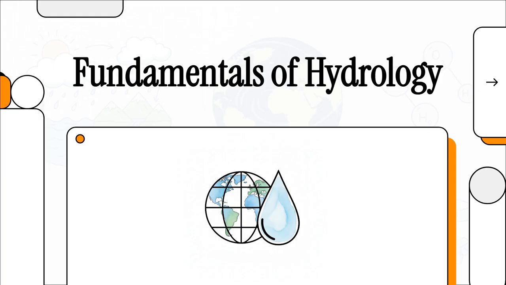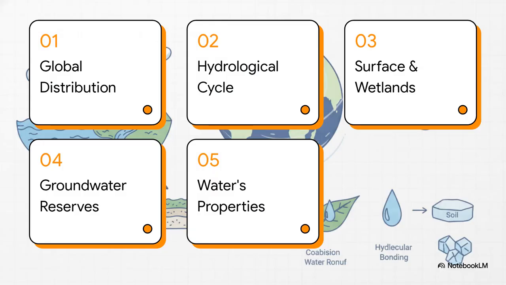We'll start way zoomed out, looking at its massive distribution across the atmosphere, the surface, and underground, and then we're going to zoom all the way in to explore its incredibly unique physical and chemical quirks. Here is our quick roadmap for today's explainer. First, global water distribution. Second, the hydrological cycle. Third, surface water and wetlands. Fourth, hidden reserves, groundwater. And finally, Section 5, the unique properties of water.